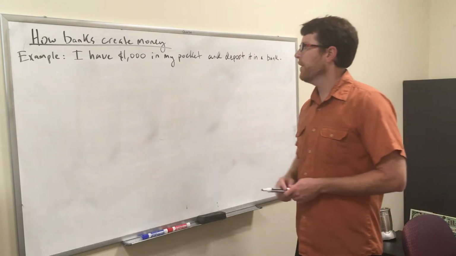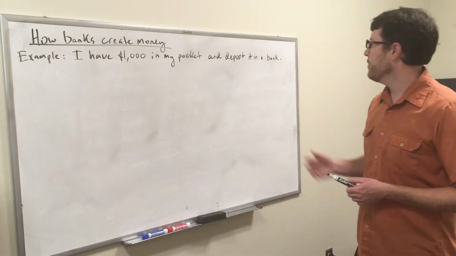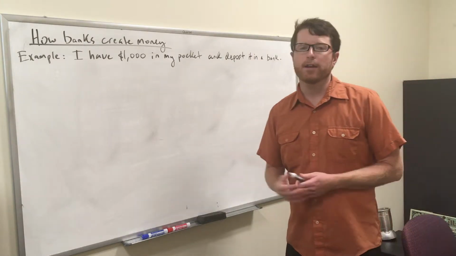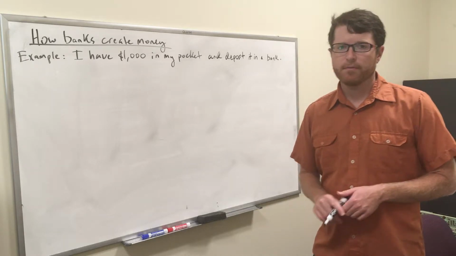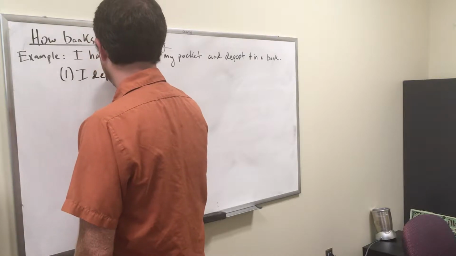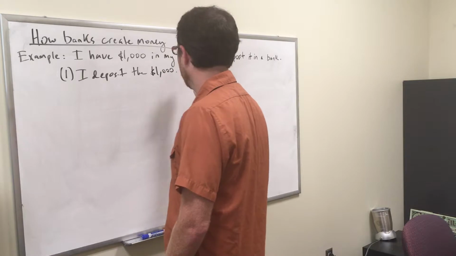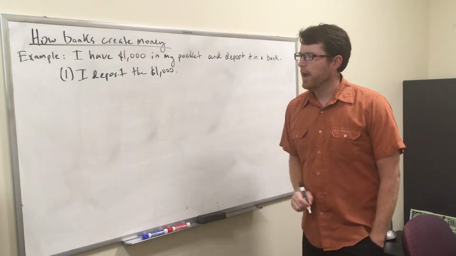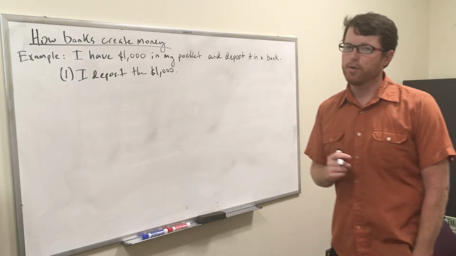Let's say that I have $1,000 in my pocket, it's been sitting at my house, I haven't been using it, and I decide to deposit it in a bank, maybe in a checking account or a savings account. Let's think about what would happen with that money. So the first thing that happens is I deposit the $1,000. What happens after that money is deposited? What does the bank do with it?